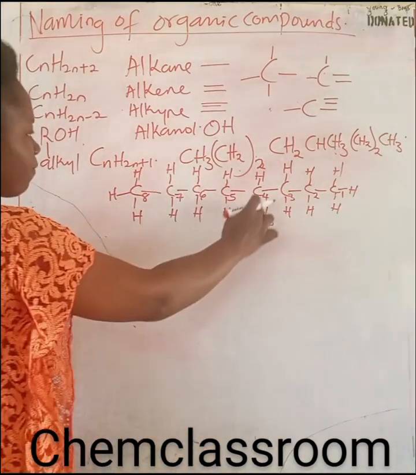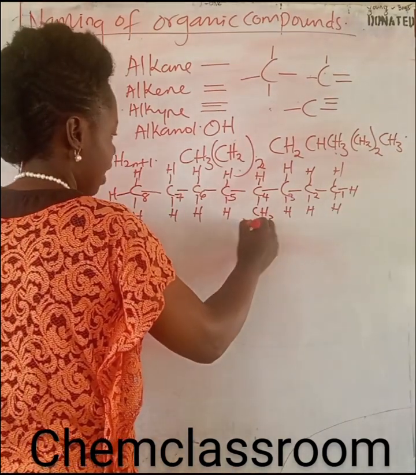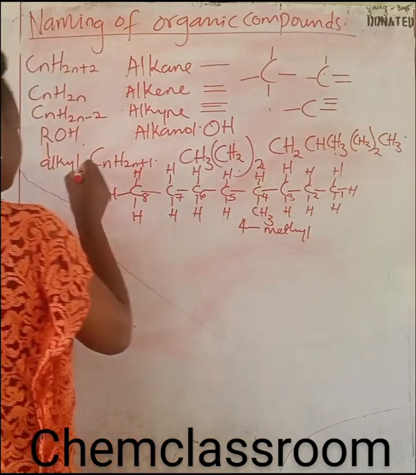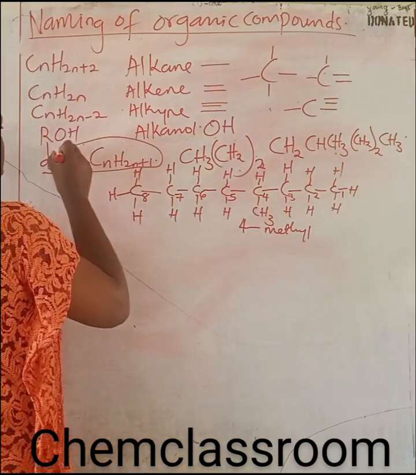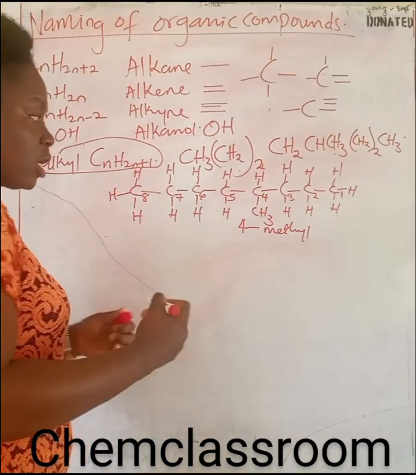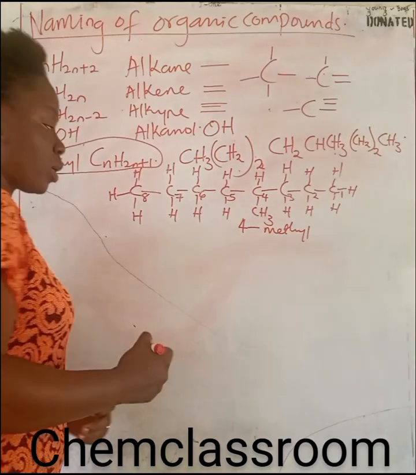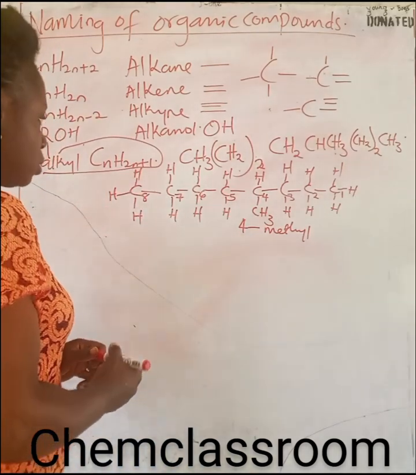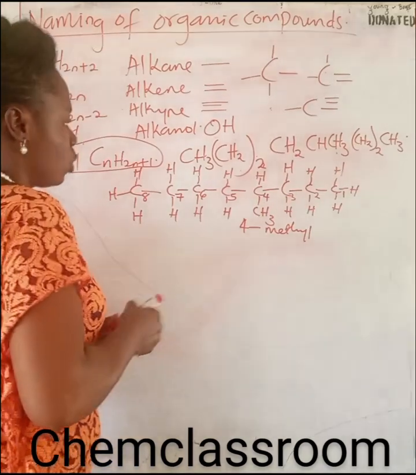So on carbon 4, I have the methyl. The methyl is the alkyl group. The first member is methyl, just like the way you have methane, ethane. It has just 1 carbon atom with 3 hydrogen atoms.